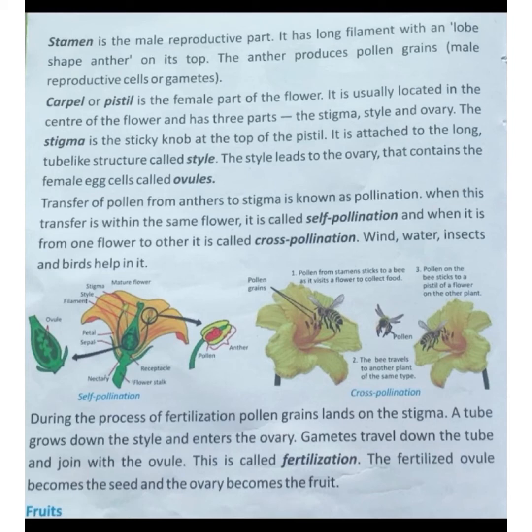Transfer of pollen from anthers to stigma is known as pollination. When this transfer is within the same flower, it is called self-pollination, and when it is from one flower to another, it is called cross-pollination. Wind, water, insects, and birds help in pollination.